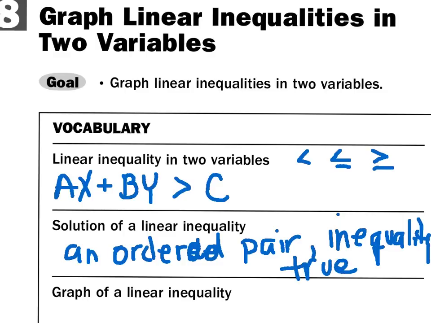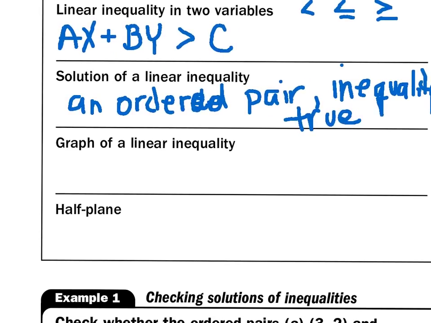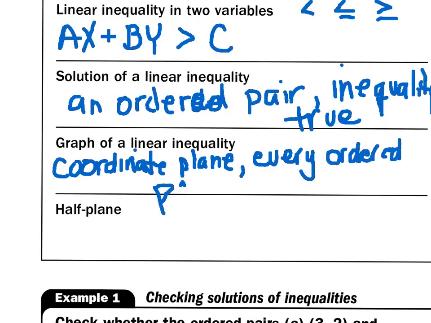To graph a linear inequality, we need to, on the coordinate plane, show every ordered pair that's a solution. That is a half plane.